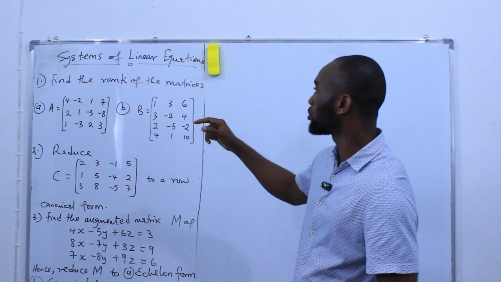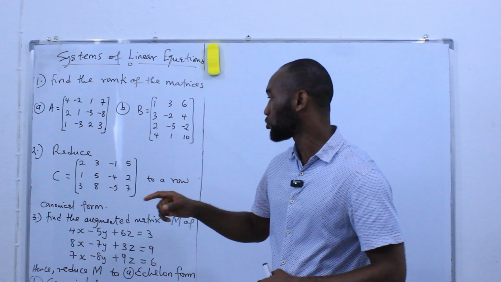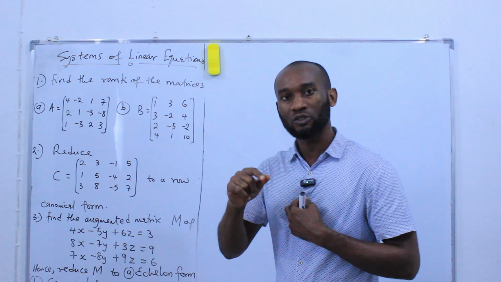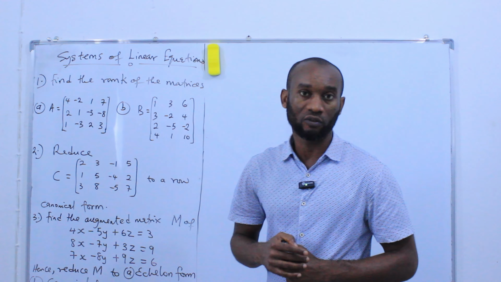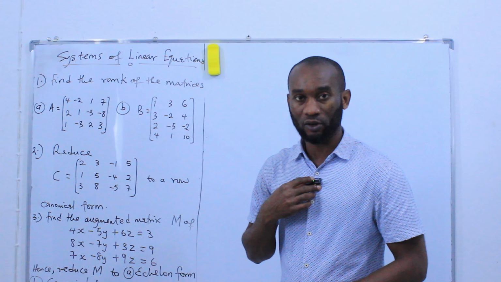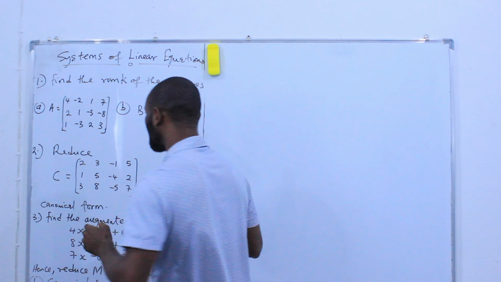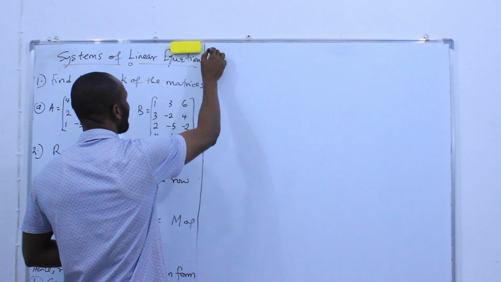But before that, we're going to look at how to find the rank of a matrix, number 1. Then number 2, we're going to learn how to reduce a matrix to row canonical form. And then we'll look at how to solve the system using the row canonical form. So I'm going to start with the first one, which is how to find the rank of a matrix.